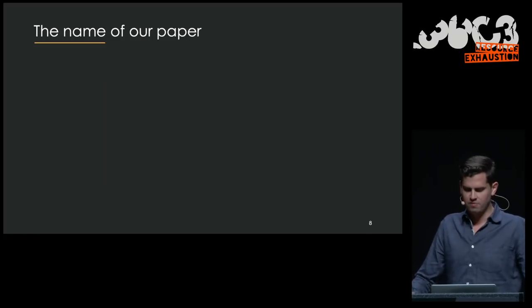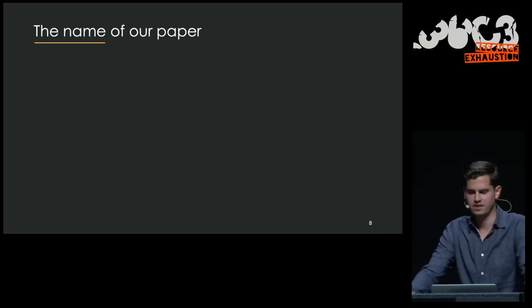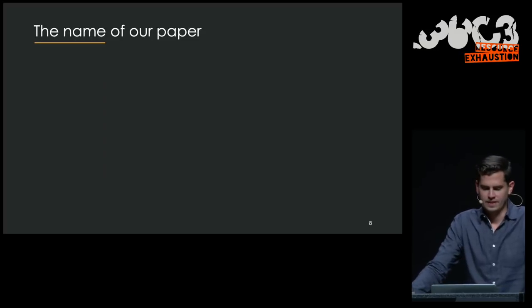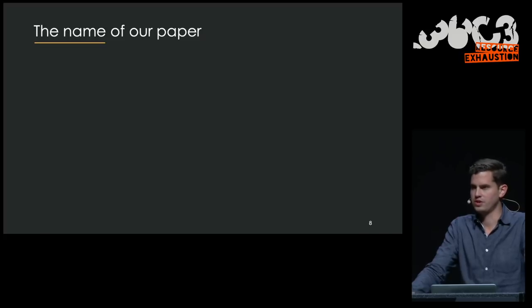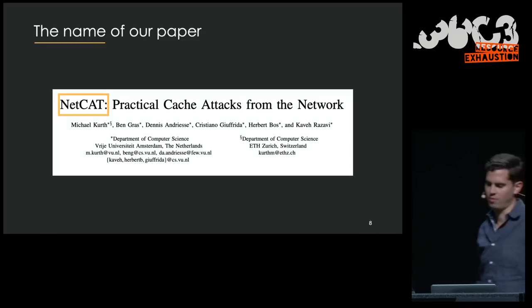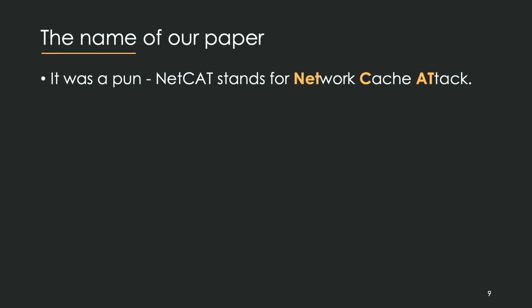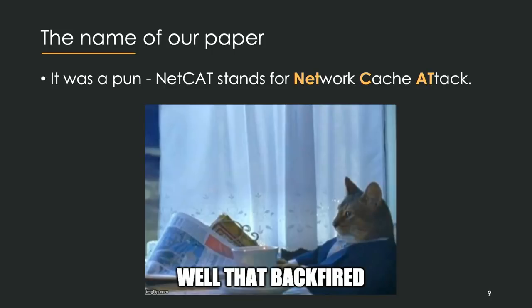All right, there is something I want to bring up right here at the beginning. As per tradition and for ease of writing, you give a name to your paper. And if you're following InfoSec Twitter closely, you probably already know what I'm talking about, because in our case, we named our paper NetCAT. Of course, it was a pun. In our case, NetCAT stands for Network Cache Attack. And as it is with humor, it can backfire sometimes. And in our case, it backfired massively. And with that, we caused a small Twitter drama this September.